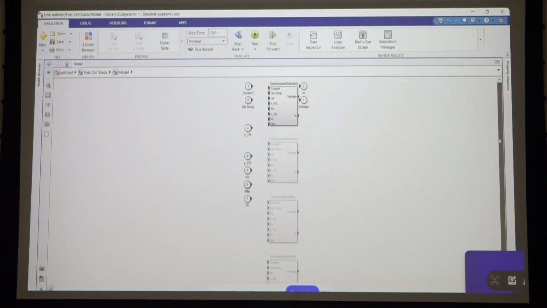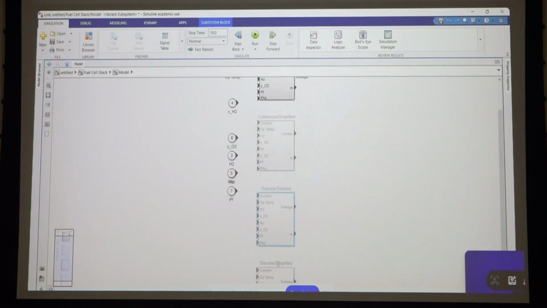If we use continuous detail, then it automatically selects this block. They have created a lot of blocks, based on the Power GUI selection option. If we are using continuous detail, then it should focus only on this block. If we choose continuous simplified, then it should only use this block. Like this, discrete detail this way, and discrete simplified.